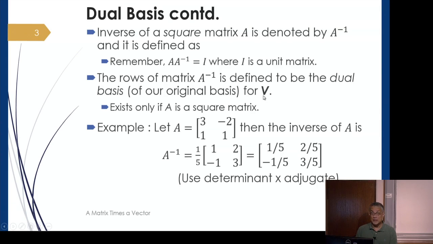And here, V is the vector space for which we started out by constructing A, whose columns, as opposed to the rows, were the basis. So that's the concept of a dual basis. You can work this out for yourself, it's straightforward. If we start out with A being this matrix, which we had seen before as a basis, with 3, 1 and minus 2, 1 as the two basis vectors, then you calculate A inverse using one of several approaches.